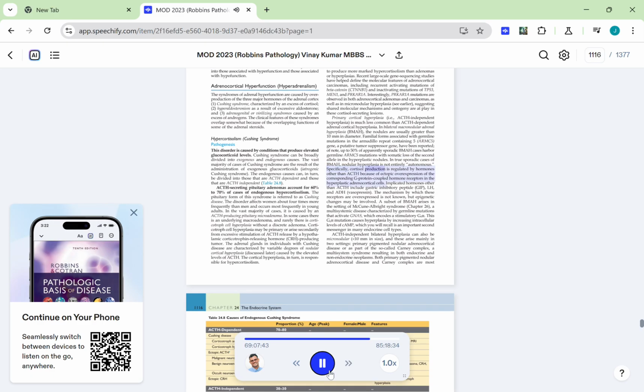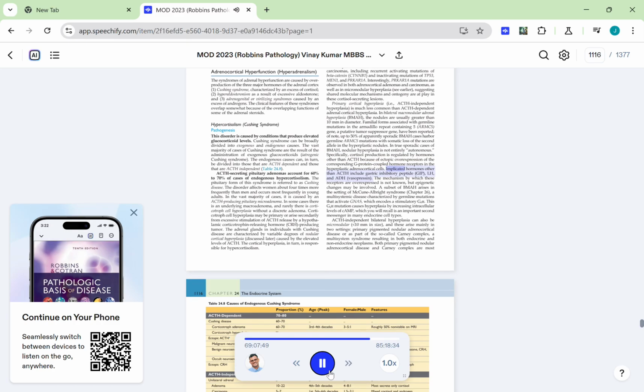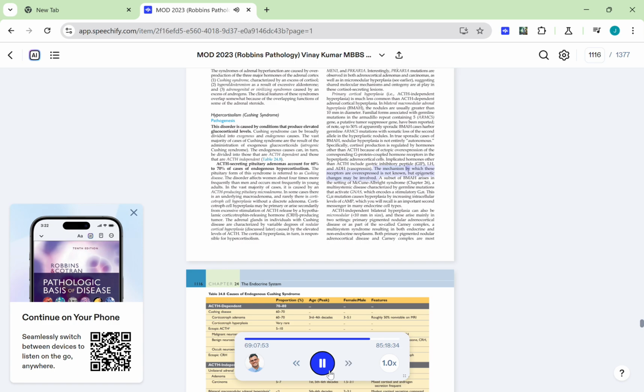In true sporadic cases of BMAH, nodular hyperplasia is not entirely autonomous. Specifically, cortisol production is regulated by hormones other than ACTH because of ectopic overexpression of the corresponding G protein-coupled hormone receptors in the hyperplastic adrenocortical cells. Implicated hormones other than ACTH include gastric inhibitory peptide, LH, and ADH. The mechanism by which these receptors are overexpressed is not known, but epigenetic changes may be involved.